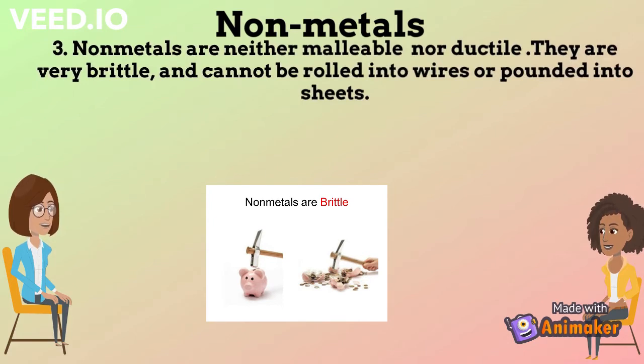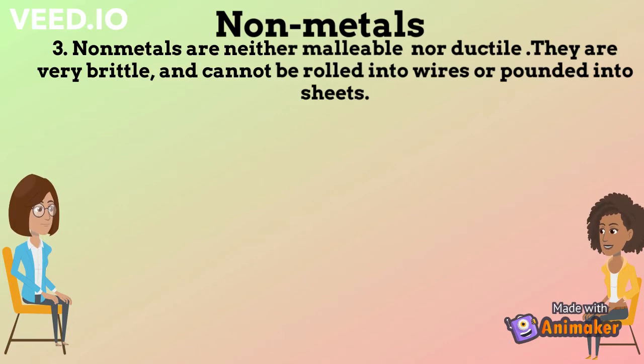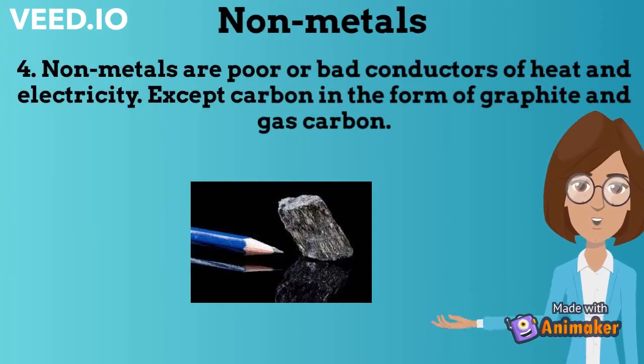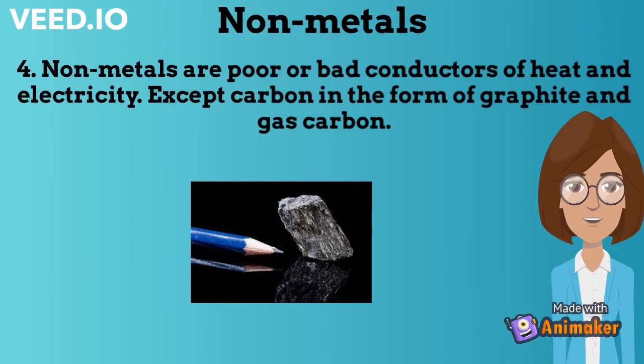Nonmetals are neither malleable nor ductile. They are very brittle, and cannot be rolled into wires or pounded into sheets. Nonmetals are poor or bad conductors of heat and electricity, except carbon in the form of graphite.